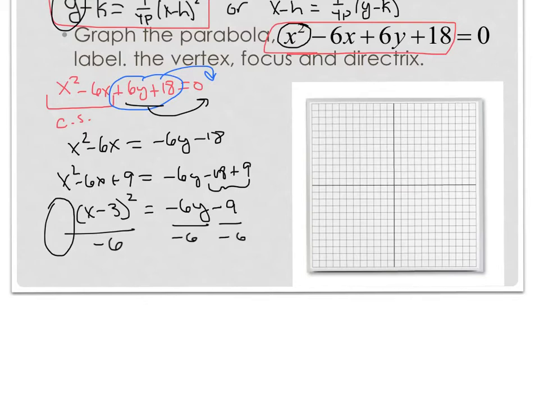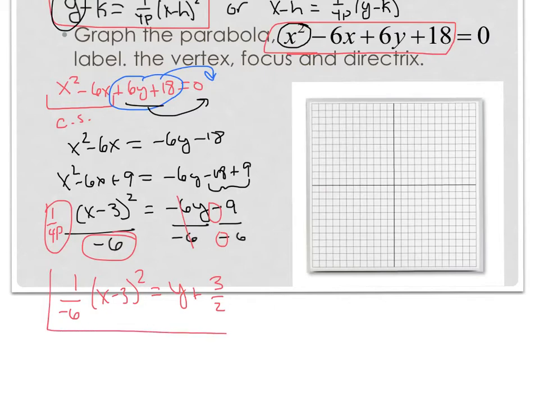I'm going to go ahead and erase this real quick, and just change the color. We have this 1 over 4p. Well, that is this negative 6 here, basically. So I divided by negative 6. So I'm going to rewrite this as 1 over negative 6, which is the same as dividing by negative 6. These guys would cancel out, and we'd get a positive, and both are divisible by 3, so I'd get y plus 3 halves.